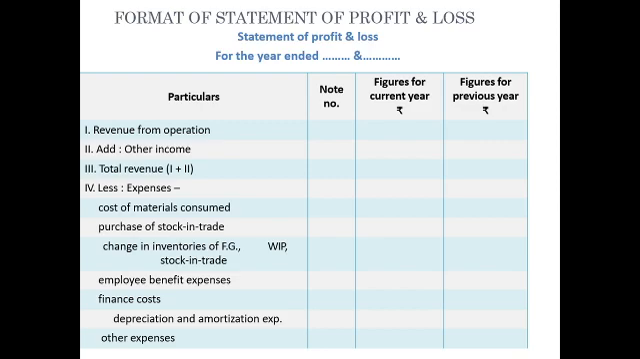It may be the purchases, or the change in inventory, or employee benefit expenses like salary and wages, finance cost like interest on debentures, depreciation, and finally the other expenses. All other expenses will come here, office and selling overheads, all these things. So the corresponding note number will be there. And finally, when we subtract the total expenses from the total revenue, we will get profit before tax, less tax paid. So the end figure will be profit after tax. So this is the format of the income statement.